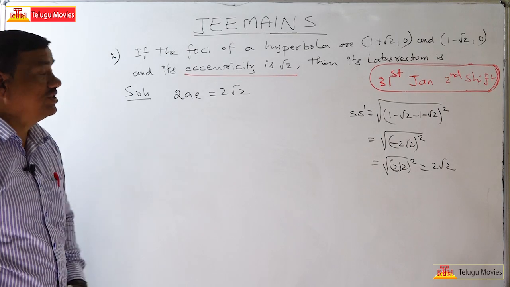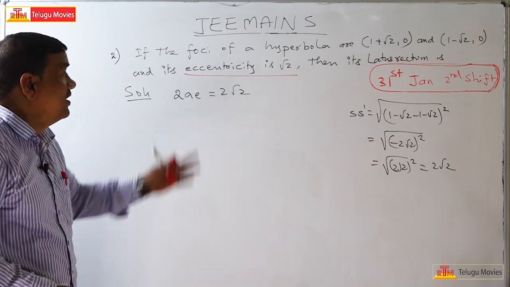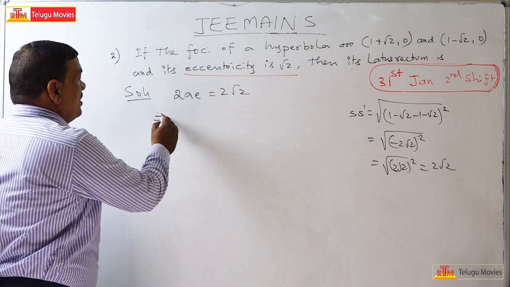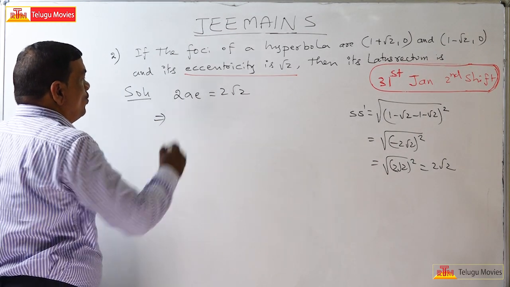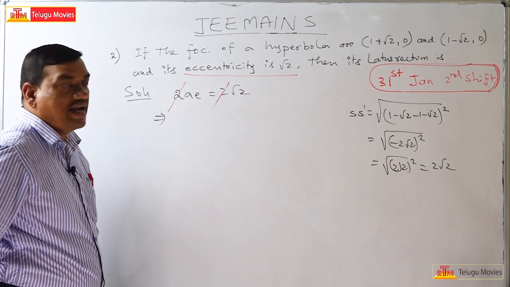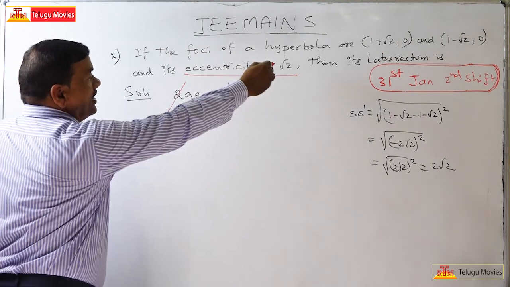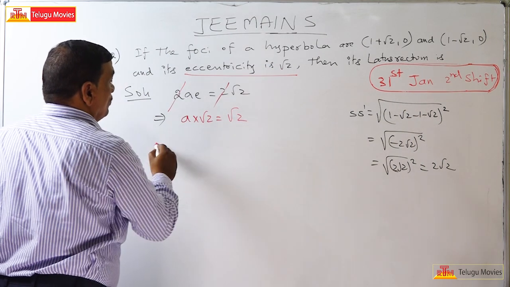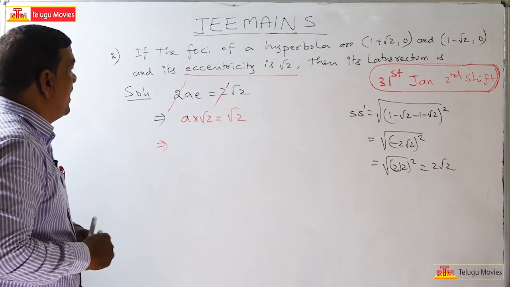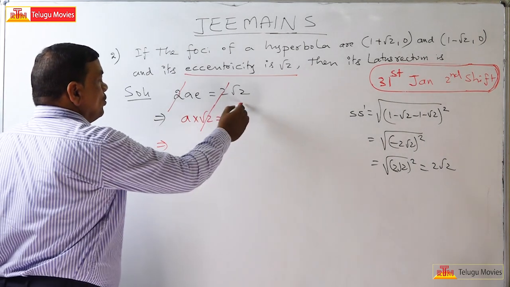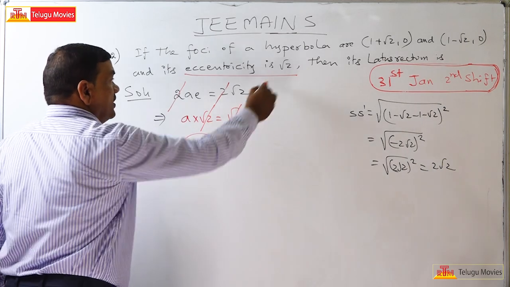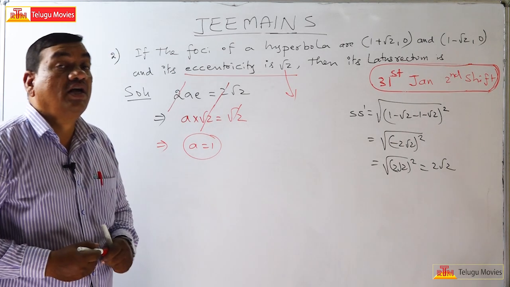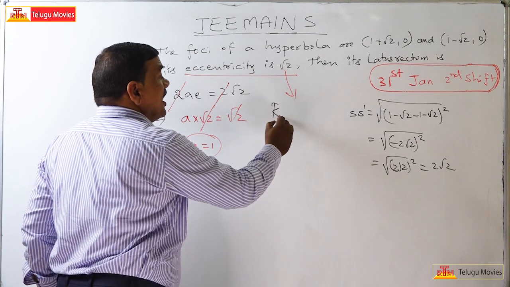The distance between the foci, as per the formula, is 2ae. According to that calculation, we got 2 root 2. Clearly we can cancel 2, so a into the eccentricity, which is given as root 2, equals root 2. Understand? The eccentricity is root 2, so we get a equal to 1. Observe here, whenever the eccentricity is given as root 2, it is a rectangular hyperbola.